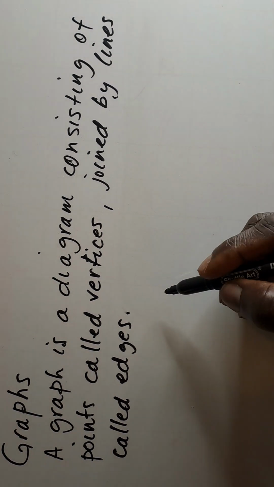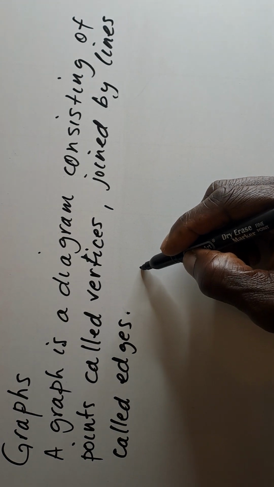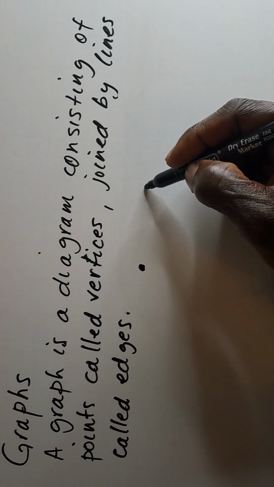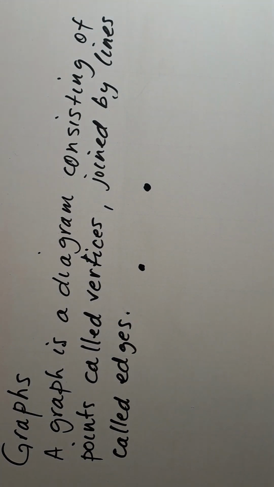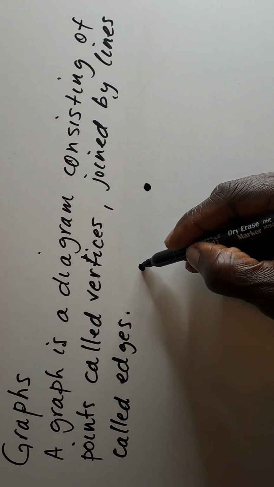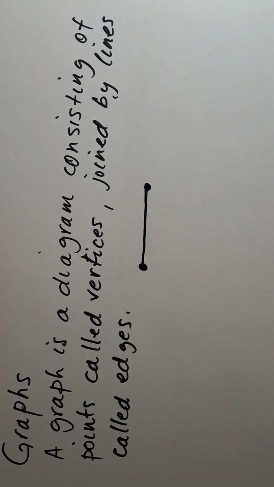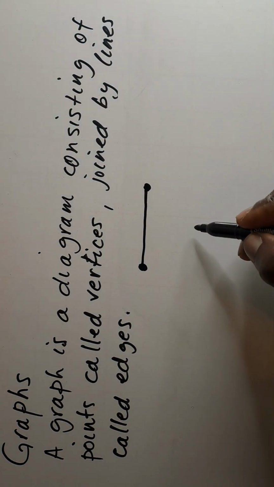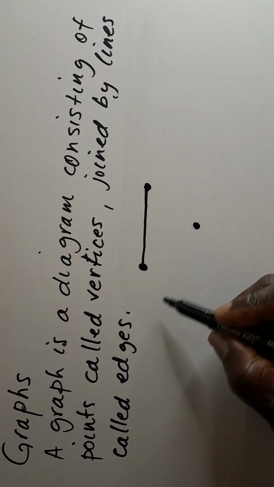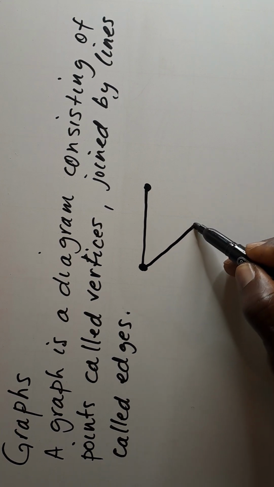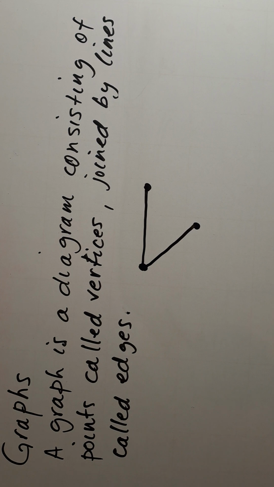So if we sketch this out, we have points called vertices, as we have two, joined by an edge, and this is a simple graph. We can add another point and join it by another edge. So this represents a graph. So the simplest graph would be one edge connected to two vertices.